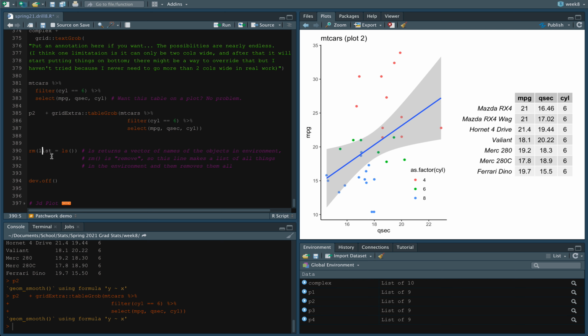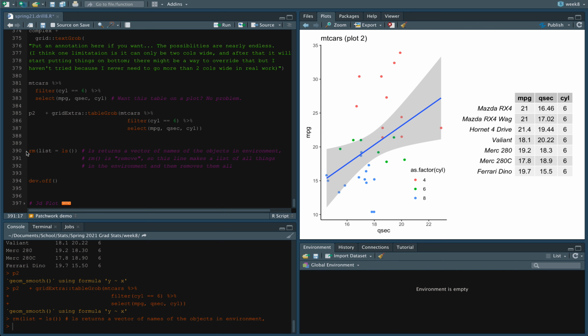Real quick, just so that you know what I'm doing when I run this rm: the ls is a list of all the things in the environment, and rm is the function for remove. So I'm telling it to make a list of everything in the environment and then remove it.